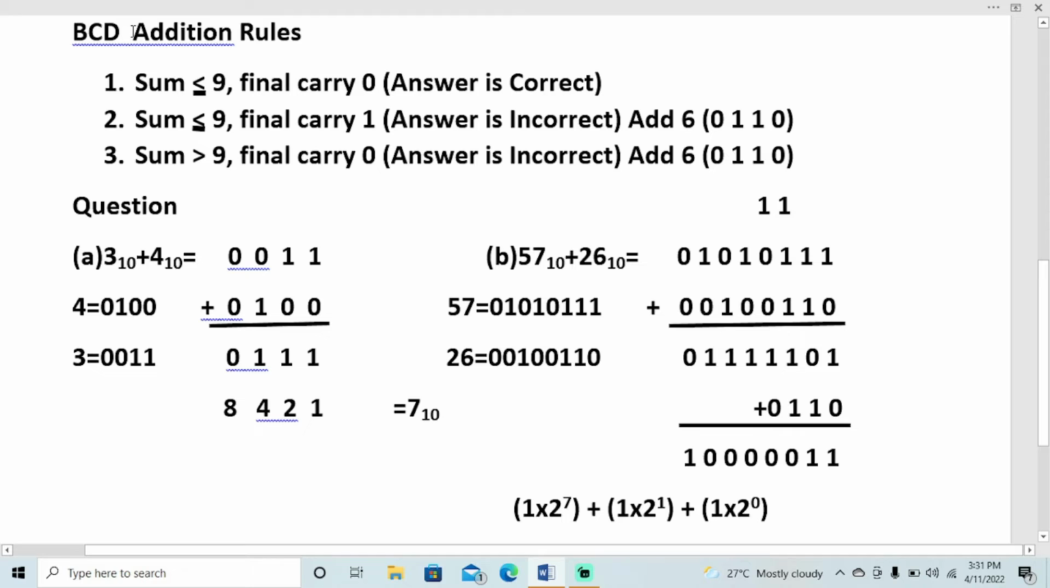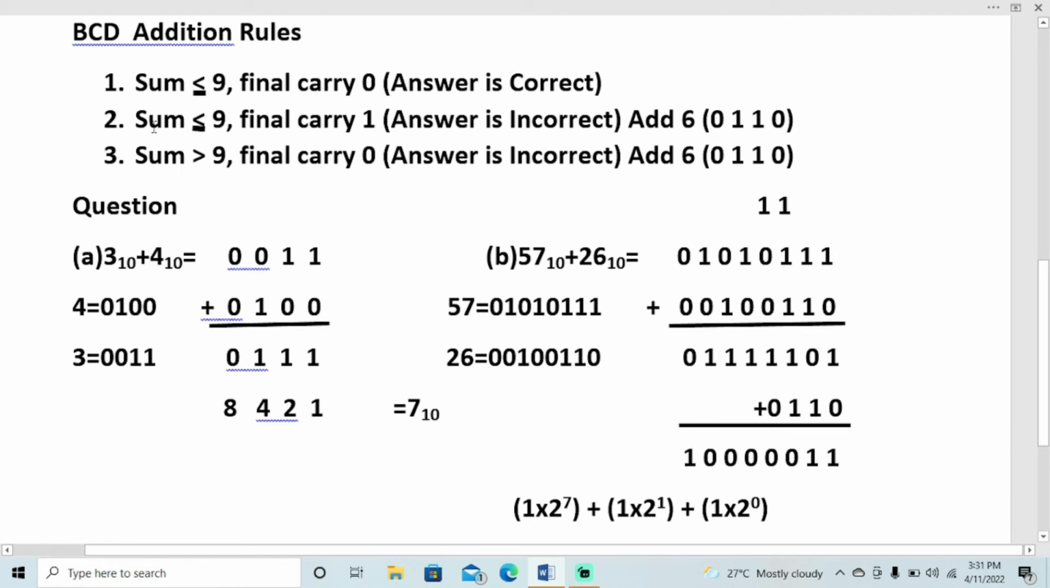But of course, when you add the BCDs, you want to note that you always give your answers in decimal. You can see here it is always marked in decimals. So whenever you add and the sum is less than or equal to 9 and there is no final carry, basically final carry equal to 0 just means there is no final carry, then that answer is correct.